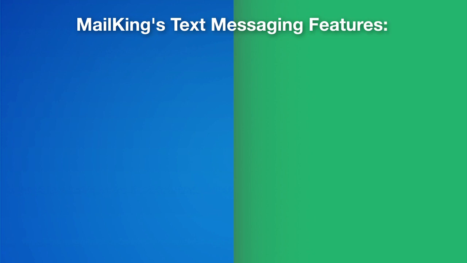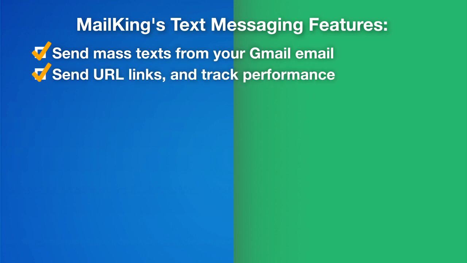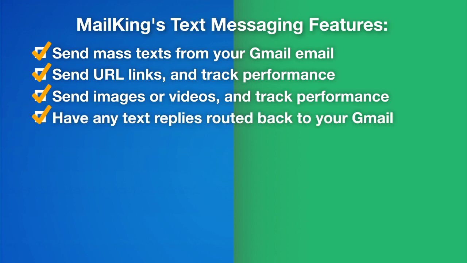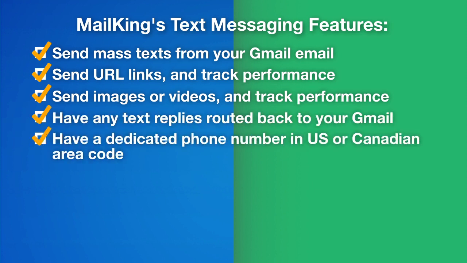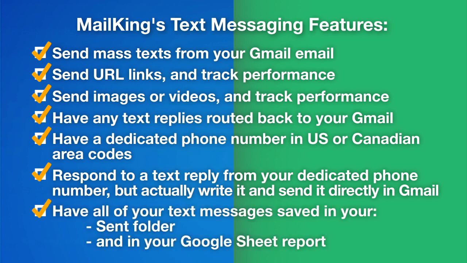With MailKing's text campaigns, you'll get the ability to send mass texts from your Gmail email, send URL links and track performance, send images or videos and track performance, have any text replies routed back to your Gmail, have a dedicated phone number in US or Canadian area codes, respond to a text reply from your dedicated phone number, but actually write it and send it directly in Gmail, and have all of your text messages saved in your sent folder and in your Google Sheet report.